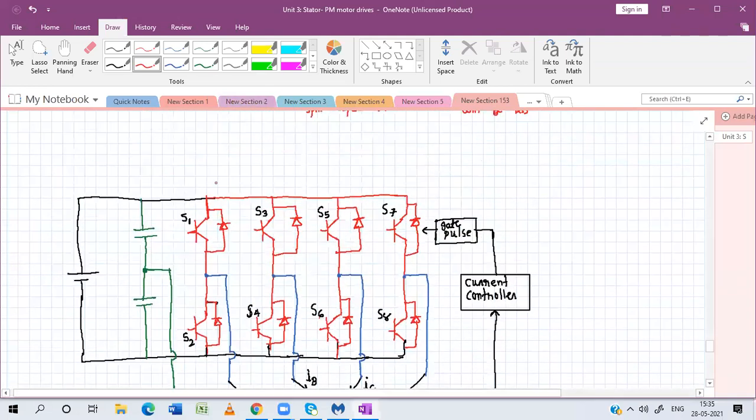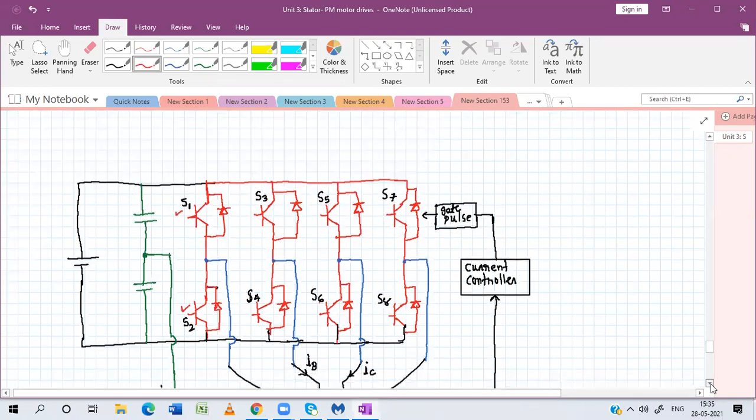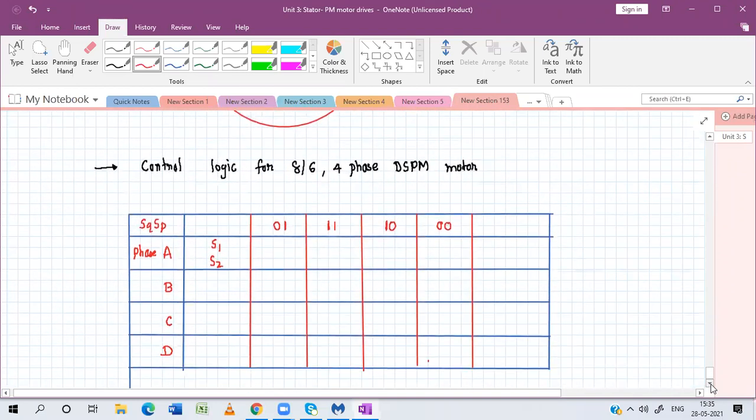Okay, this is our phase A winding. S1 and S2 are associated with phase A, and S3 and S4 are associated with phase B. Here I can write S1, S2, S3, S4, S5, S6, S7, and S8. And as I told you, between the two optocouplers, we are putting a 45-degree separation from each other.